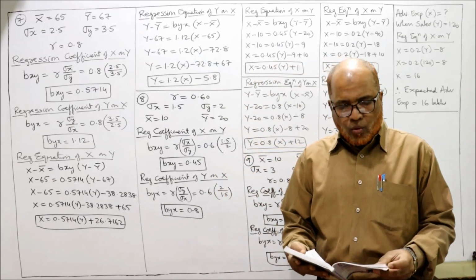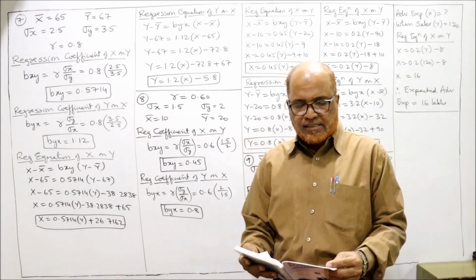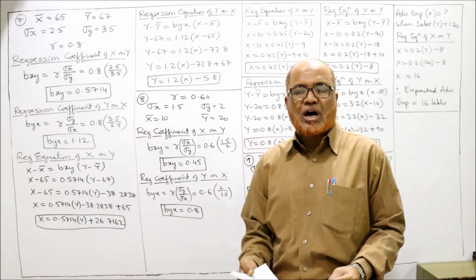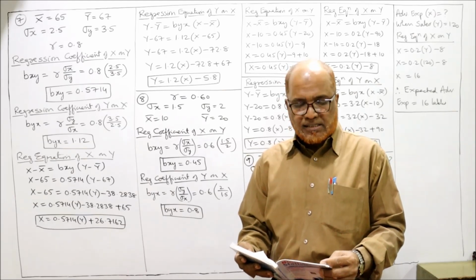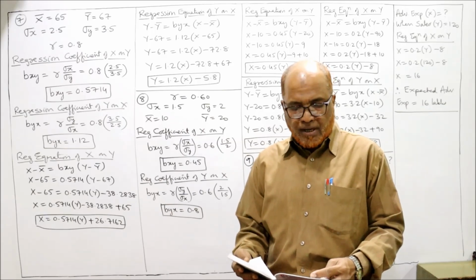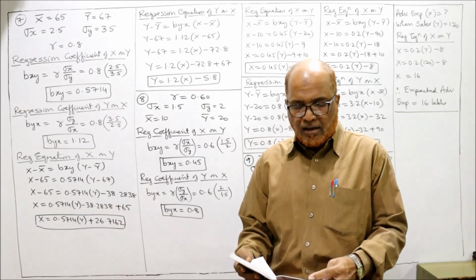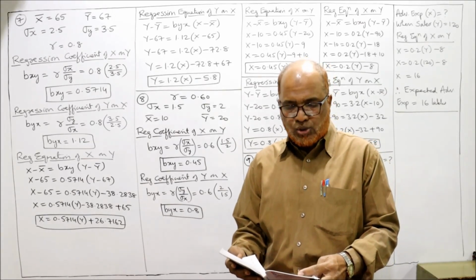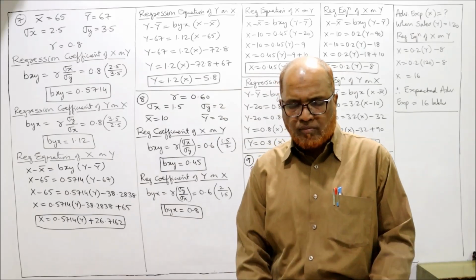Problem number 8. The correlation coefficient between the variables x and y is 0.6. Correlation coefficient, R value is given. The standard deviation of x, sigma x, is given as 1.5, and the standard deviation of y is 2. X bar, the mean value of x, is 10 and the mean value of y is 20. Find the equations of regression lines y on x and x on y.